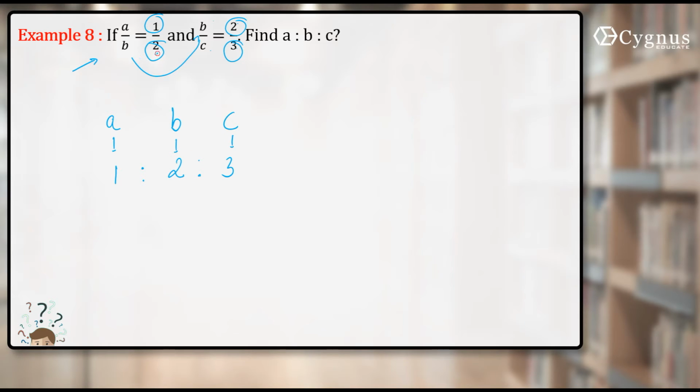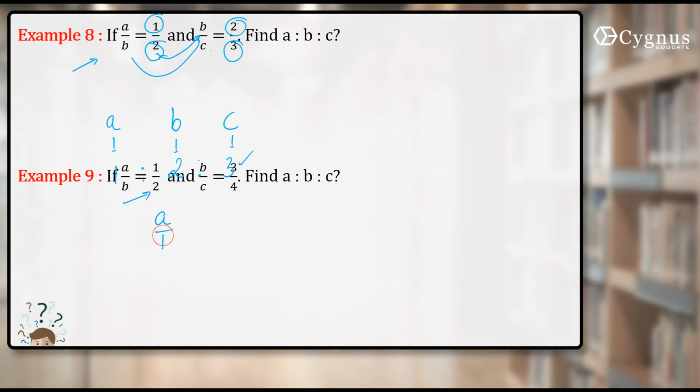Coincidentally, the value of B was same in both the statements here, both the informations. What if the value of B is not same in this one? What's the value of B here? 2. What's the value of B here? 3. If you want to compare all the three variables on the same platform, the value of B should be same in both the statements.